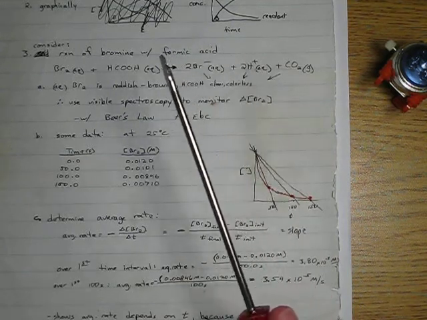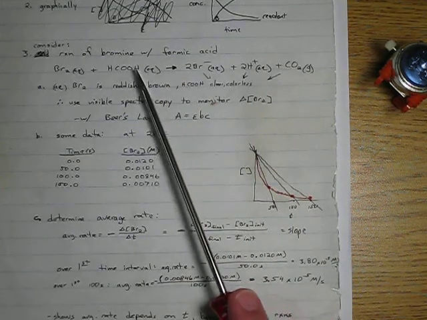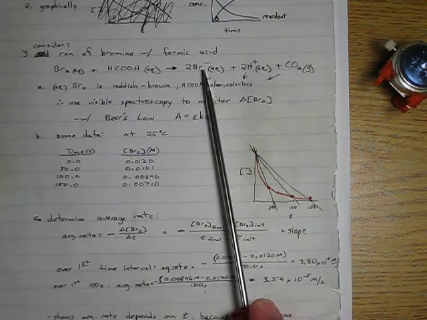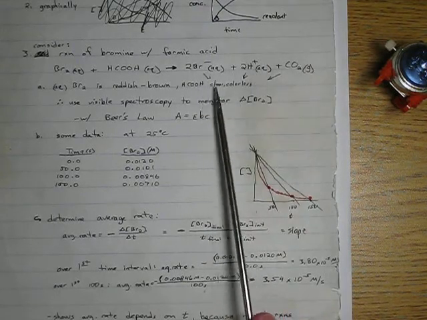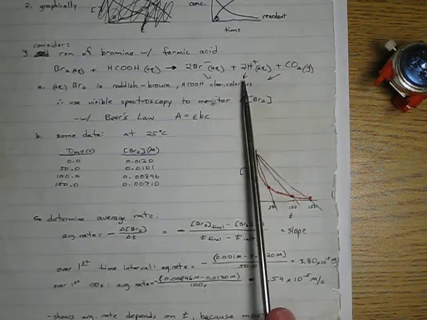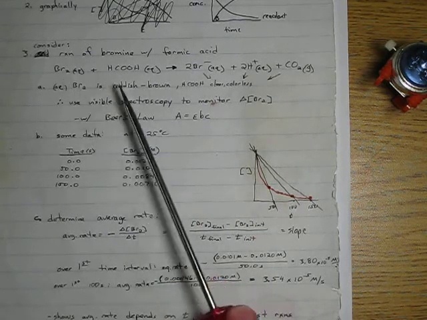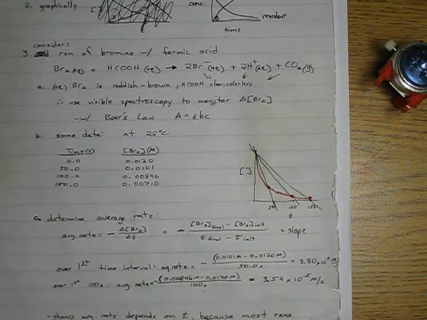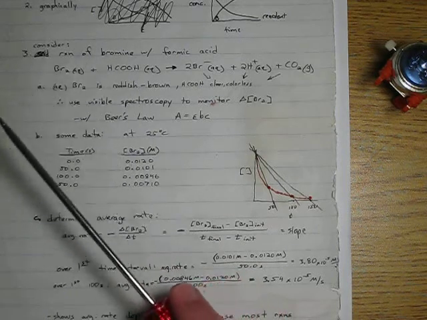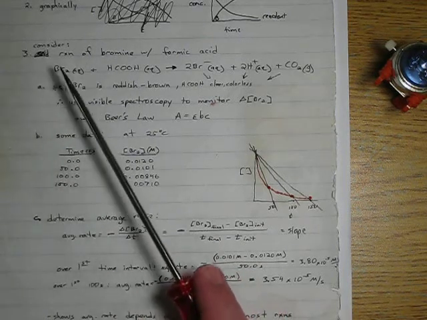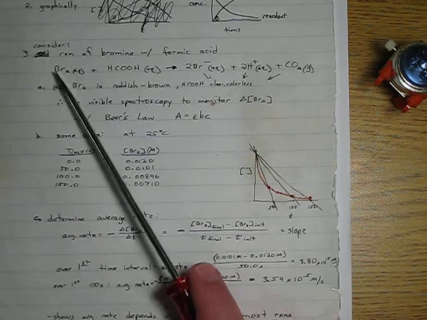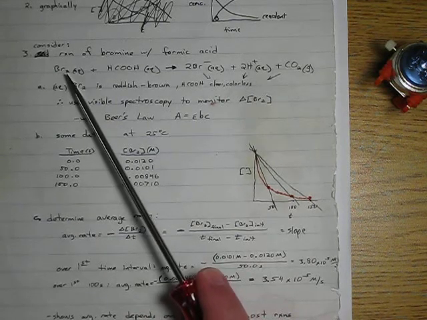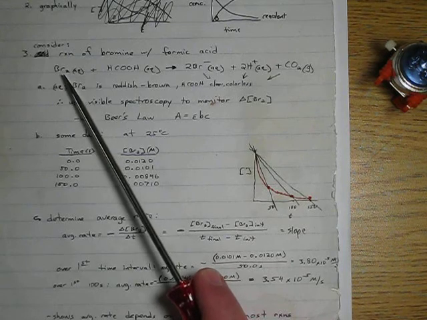Note, formic acid, bromide ions, H plus, CO2, these are all colorless, clear colorless. However, Br2 is a reddish brown, kind of orangish molecule. So when we start the reaction and we let it go, since we start with aqueous bromine, we'd expect our reaction to be orange when we begin, because Br2 is orange.